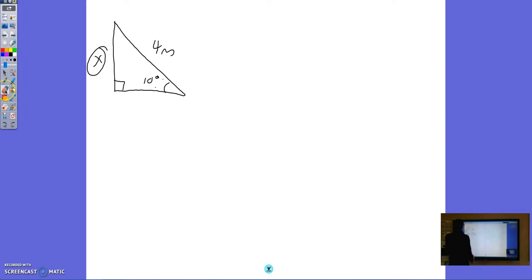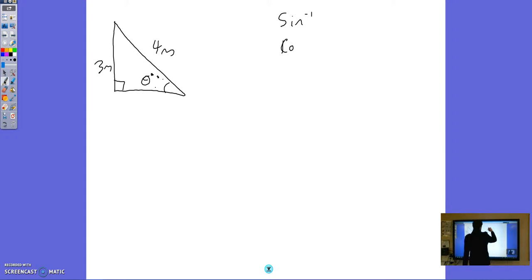What we're going to look at now is what happens if you are given 2 side lengths and asked to find the unknown angle of theta degrees. We're going to be using the same 3 ratios, sine, cos, and tan, but this time we're going to be using what is called the inverse of each of these. So, we're going to be looking at sine inverse, cos inverse, and tan inverse.